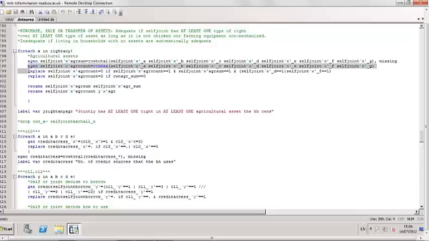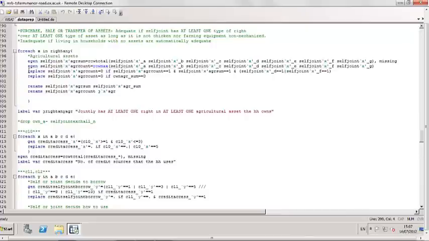But for now, this indicator of purchase, sale, or transfer of assets is equal to 1, so the individual is considered adequate, if there is at least one agricultural asset in which he has at least one type of right. That's what line 298 defines.